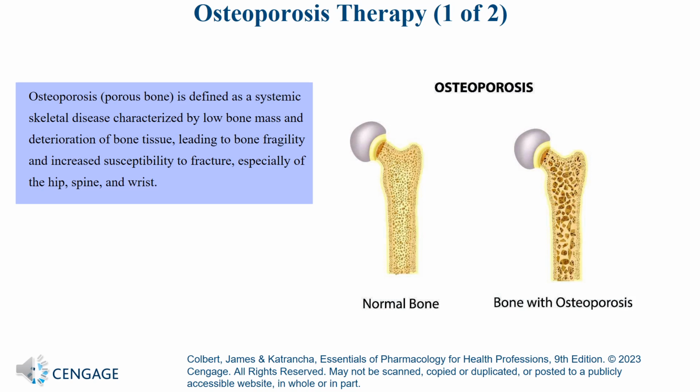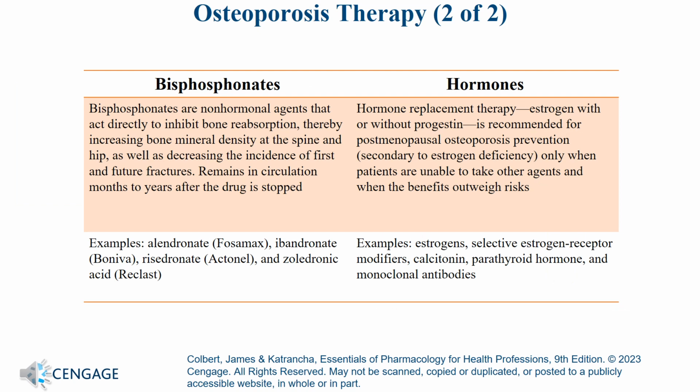Bisphosphonates are non-hormonal agents that act directly to inhibit bone resorption, thereby increasing bone mineral density at the spine and hip, as well as decreasing the incidence of first and future fractures. It remains in circulation months to years after the drug is stopped. Some examples of those medications are Fosamax, Boniva, Actonel, and Reclast.